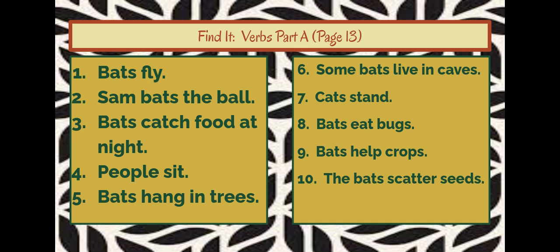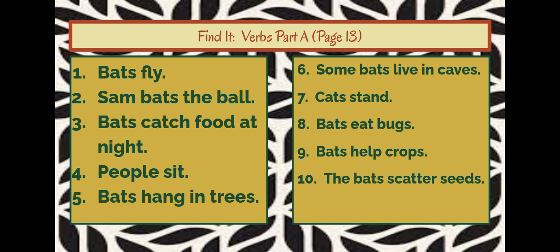Now let's look at Part A on page 13 in your student books. We will read the sentences and listen for the verbs in the sentences. Listen for action or doing words and circle each verb that you hear. Remember to pay attention to the usage of the word bats in the sentences. It is a multiple meaning word and is sometimes a verb and sometimes a noun.